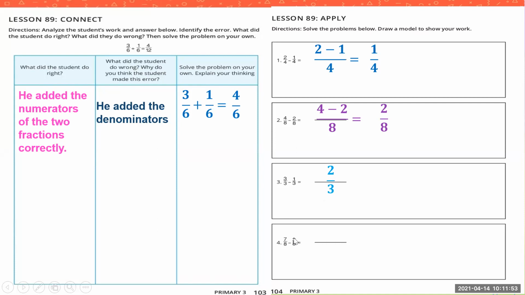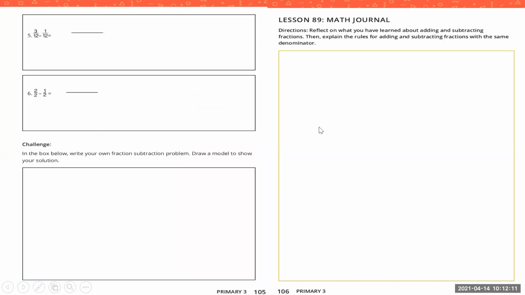Here, 7 over 8 minus 3 over 8. I will put 8 as it is. And 7 minus 3 equals 4. Is it easy, dears? Is it clear for you? Okay.